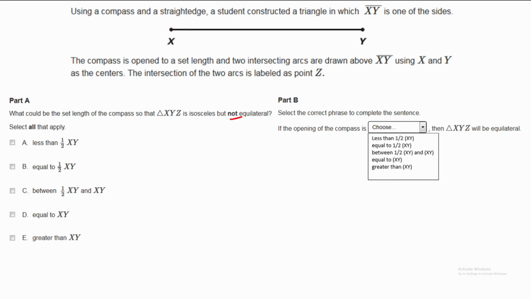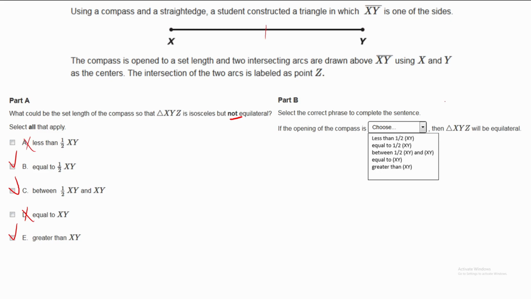So in order to make it equilateral, our compass would be open up to XY. So where it says equal to XY here, that is not going to be it. That will give us equilateral. Now, a general rule is that at our halfway point, our compass has to be open more. So less than halfway, it's not even going to touch. This will not make a triangle. So equal to halfway, that works. Between halfway and XY, that works. Greater than XY, that works. It can't be equal to XY, and it can't be less than half of XY. Less than half of XY will not give us a triangle, and equal to XY will give us an equilateral.